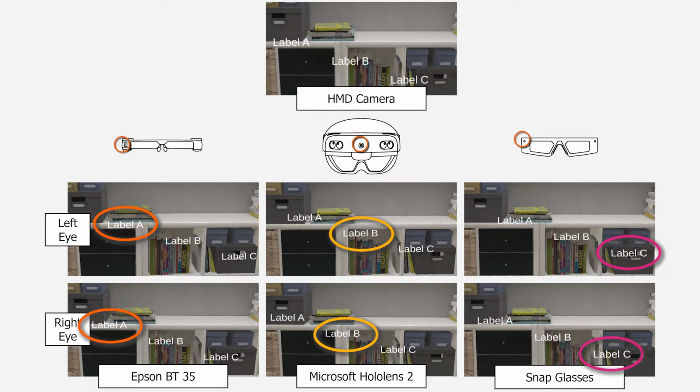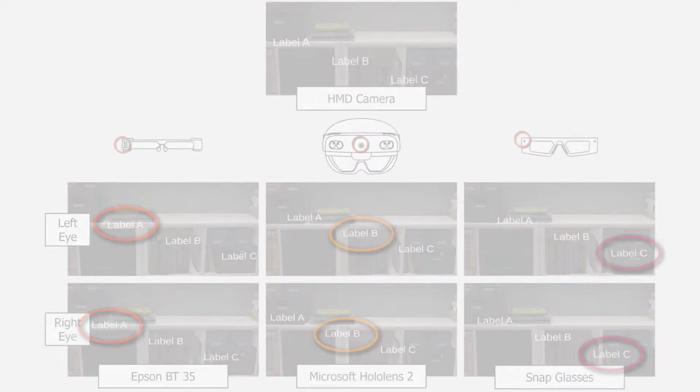This effect is aggravated when perceiving labels stereoscopically through both displays of the head-mounted display. The real-world background behind the label is different for both eyes of the users, leading to additional perceptual issues.